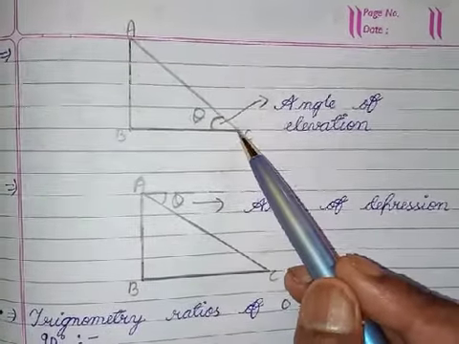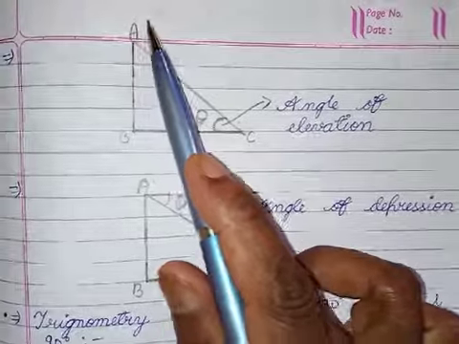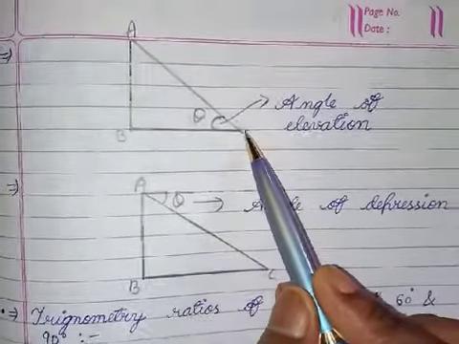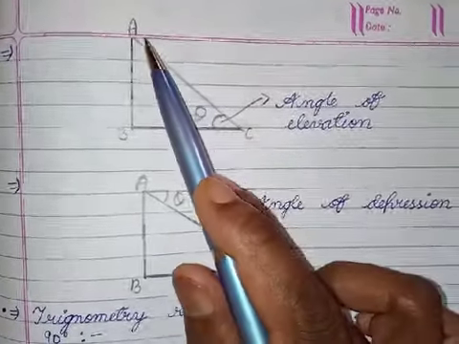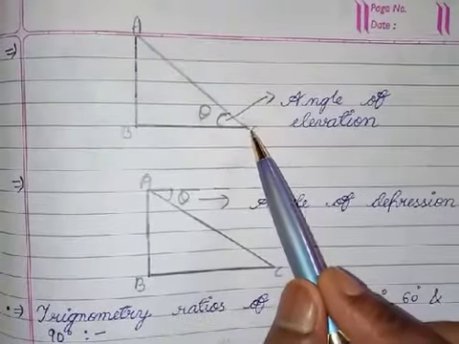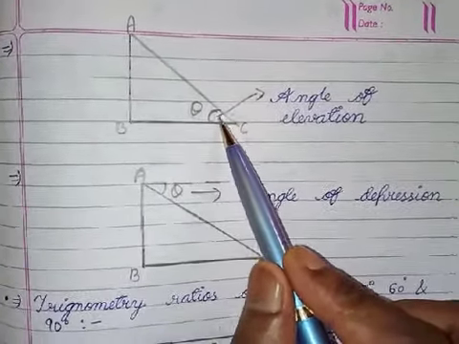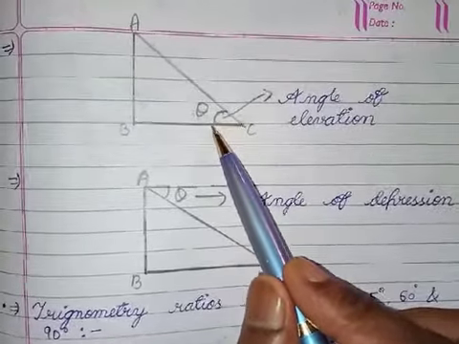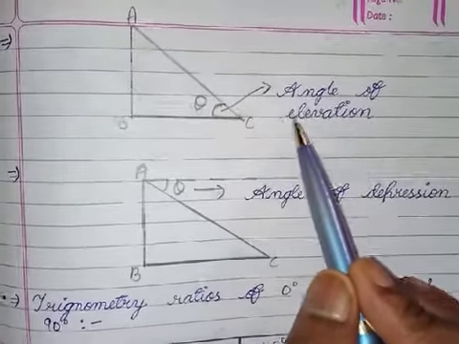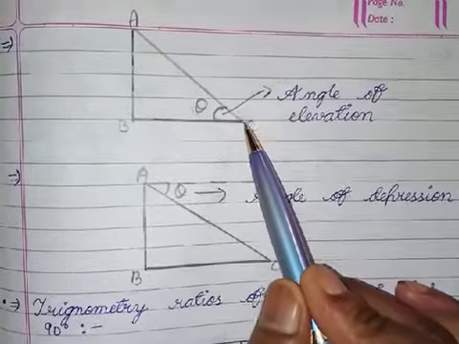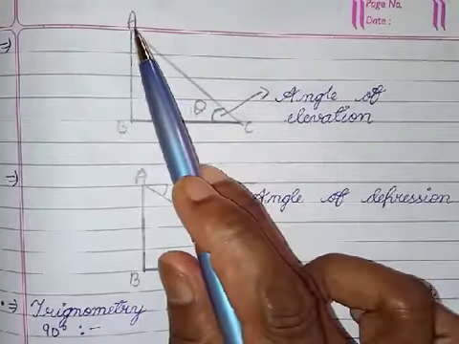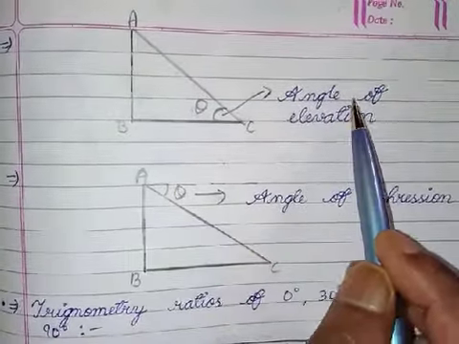Suppose A is the position of the aeroplane. From point C you are seeing the flying aeroplane, and the angle between the ground and the plane is called the angle of elevation. Angle of elevation means you are looking from down to the top.